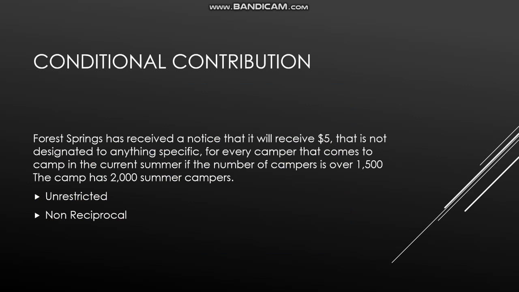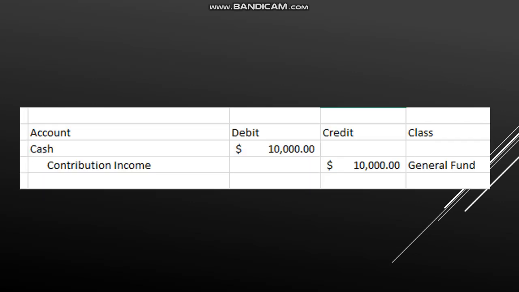Now, we know this is a conditional contribution because, A, there's a goal that the organization must meet of 1,500 campers. Secondly, it wasn't designated, meaning that it's unrestricted. And lastly, it's non-reciprocal, as it doesn't show anything about how the donor is accepting anything in return. And we account for that as shown here.